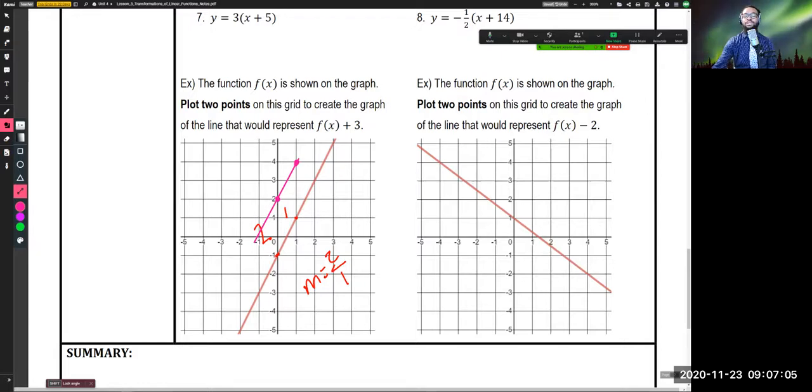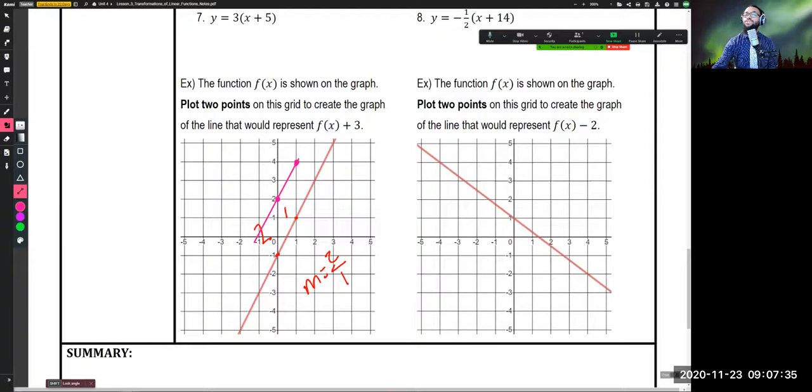I want you all to do this example. I'll go through it and kind of get you started on it, but I want you all to do it as well. This says the function f of x is shown on the graph. Plot 2 points on this grid to create the graph of the line that will represent f of x minus 2. So you're going to start with your y-intercept, and then you're going to do what this transformation is telling you to do. All right. If you're struggling trying to figure out what this is telling you to do, then come ask for help. Otherwise, do this, turn it in, and get started on the classwork.